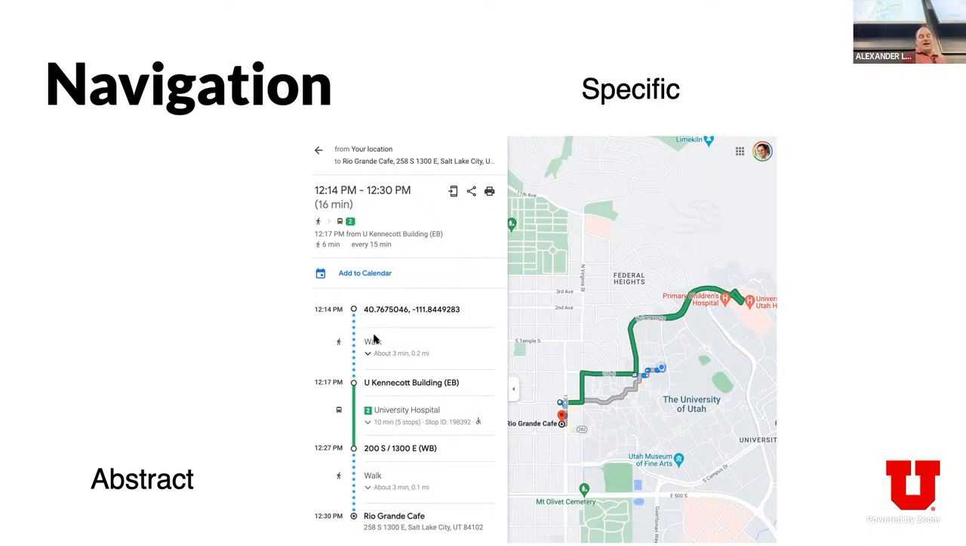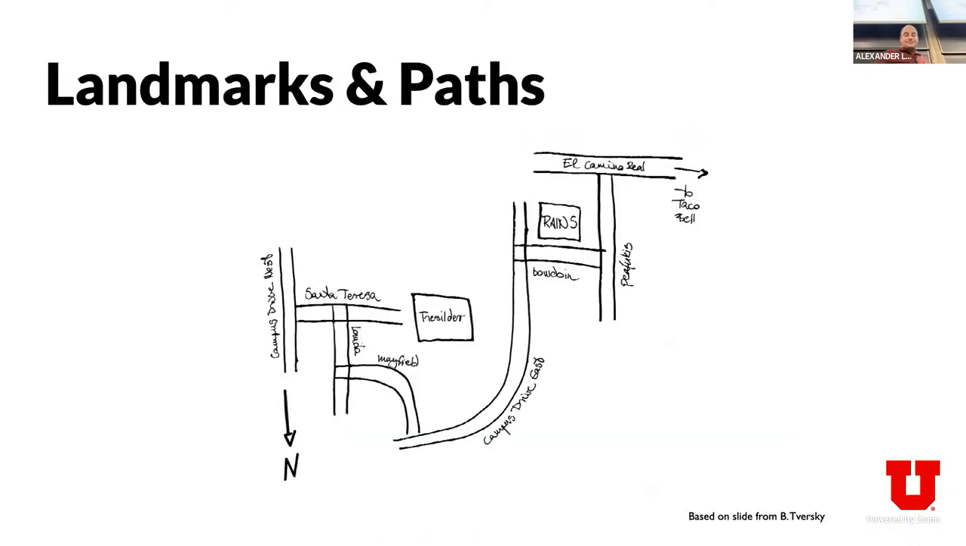And so here I see I have to take the bus. I first walk a little bit, then I take the bus at the Kennecott building, and then I get off at this street and then walk a little bit again. And here's the abstract representation, and here's the specific representation of that.